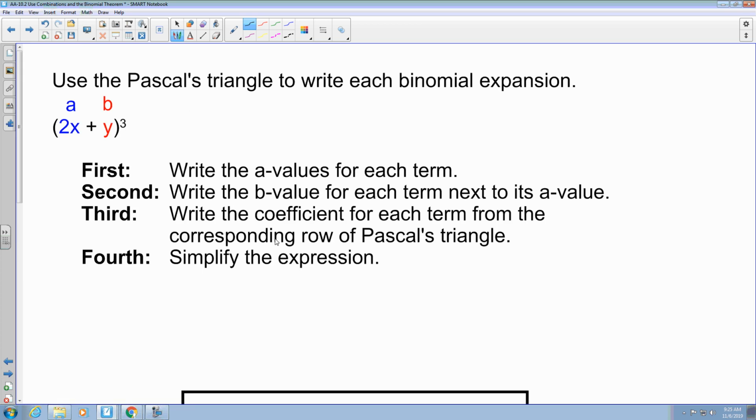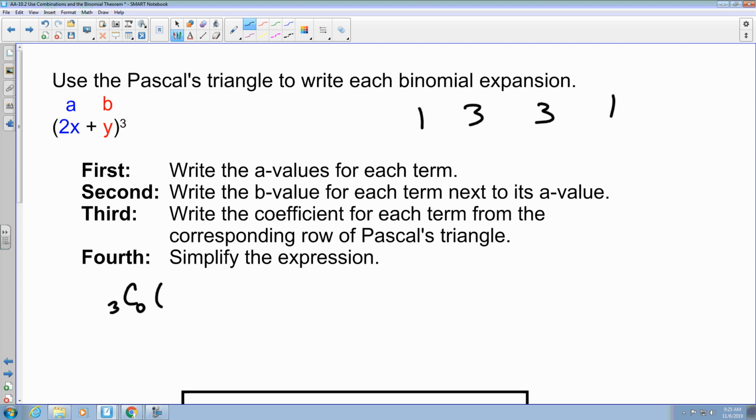So here we have 2x plus y, and that's raised to the third power. Since it's to the third power, if I go back to Pascal's triangle and utilize the third power, it's going to be 1, 3, 3, 1. Okay, I just look back from Pascal's triangle.